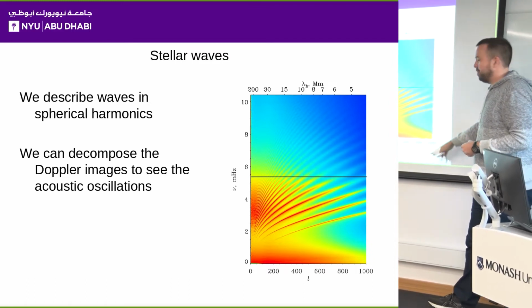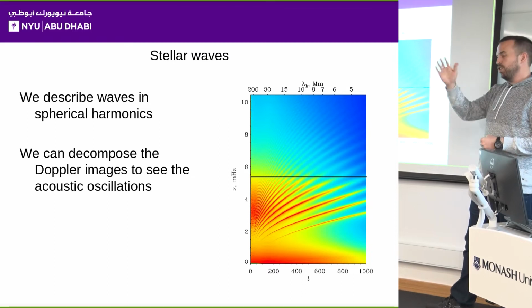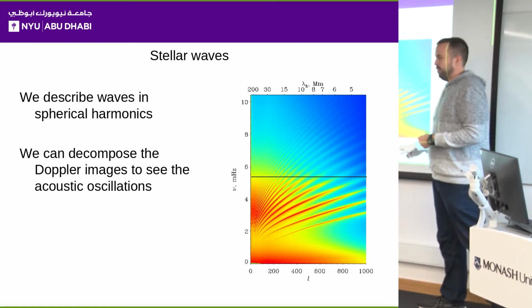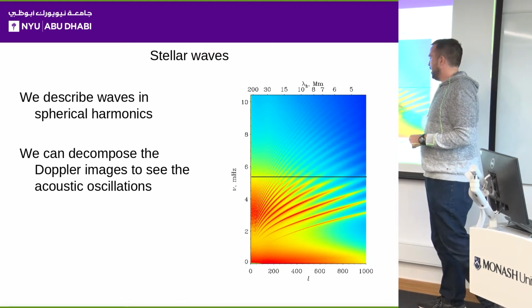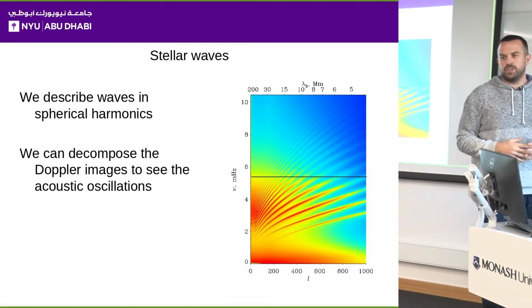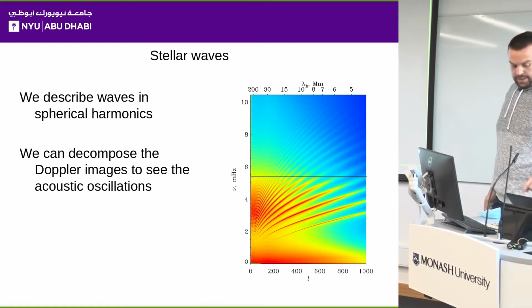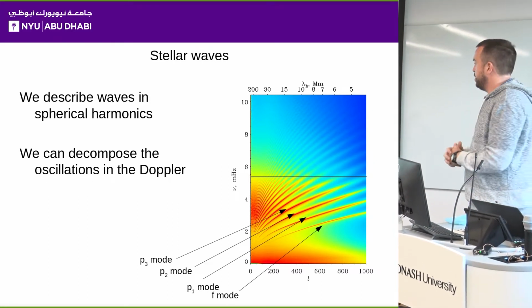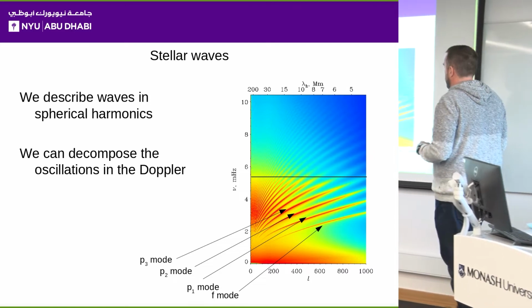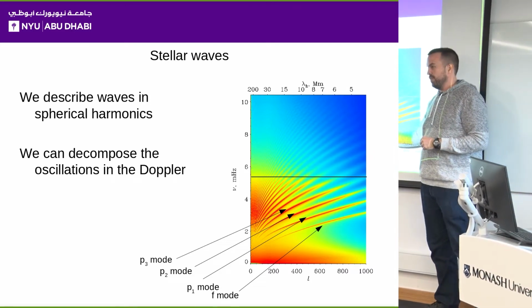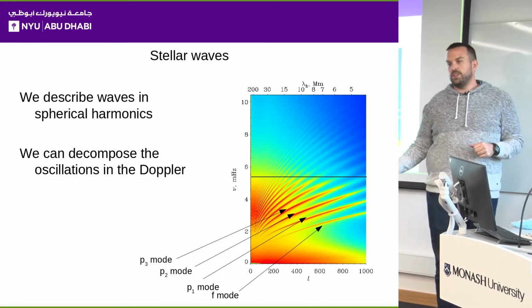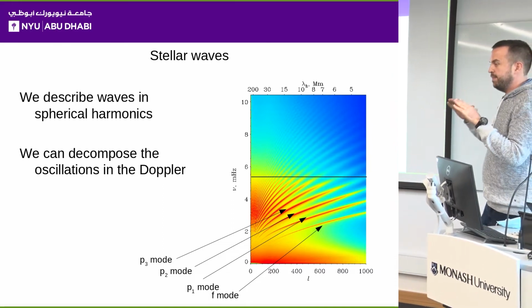Here, L, remember, is the number of nodes in latitude, but it's also the inverse of the spatial scale. And what we see is defined ridges of power, and these are different types of acoustic modes. And these are what we use in our seismology. So typically you have something called the F mode. This is actually a surface gravity mode. This stays very close to the surface, doesn't go very deeply, okay?